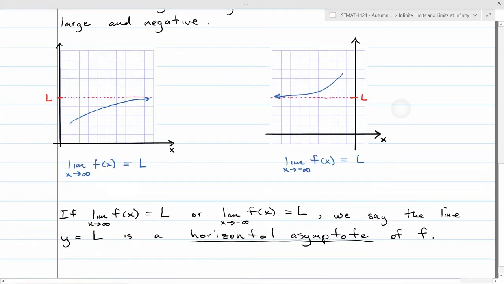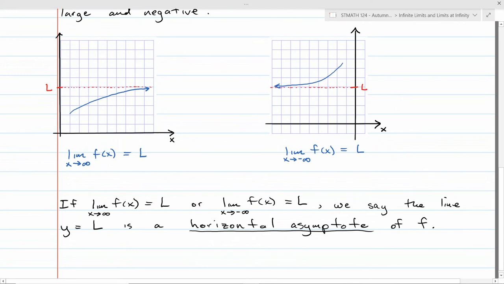You can see why we call those horizontal asymptotes, those lines y equals L. In both of these pictures, the line y equals L is a horizontal asymptote of the function. So it's just a line that the graph of the function gets close to as you move way out to the left or way out to the right on the function.